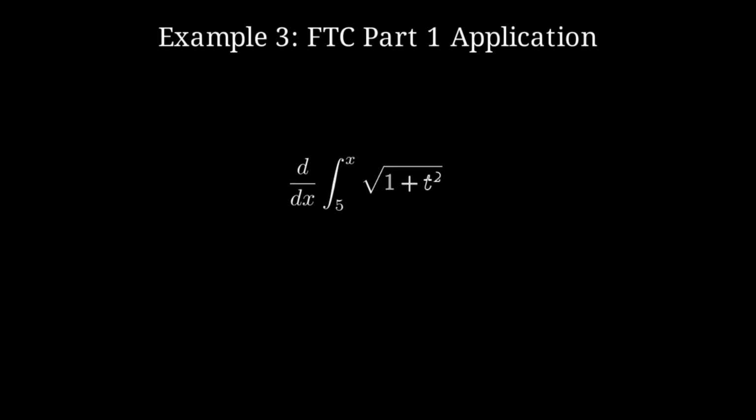Applying the first part of the theorem is even simpler. If asked for the derivative of an integral where the upper limit is x, you simply replace the variable t in the function with x. The derivative and integral cancel each other out.